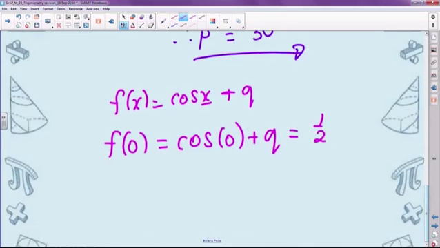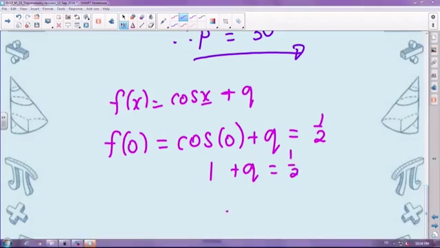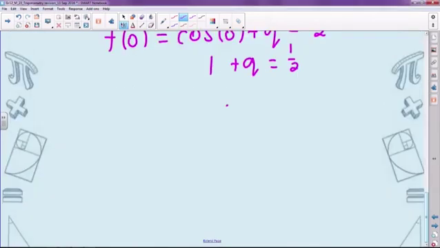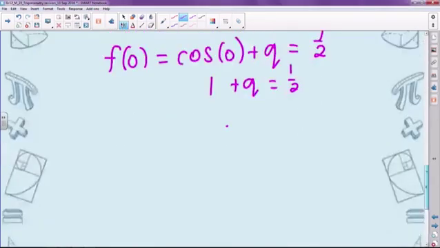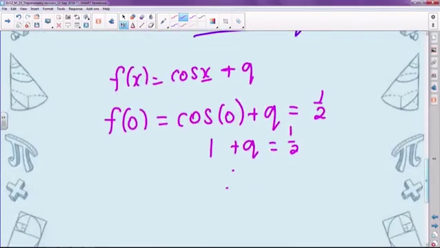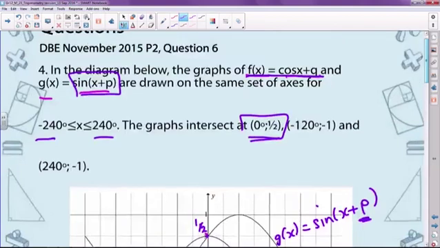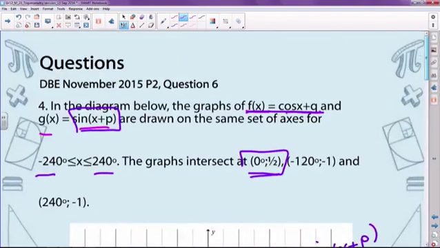And I'm simply going to solve for q. Cos of 0 degrees is 1. 1 plus q is equal to a half. So therefore, taking the 1 over to the right-hand side, you get that q is 1 minus a half, which is negative a half. All right. So those are quick algebraic methods to help you in finding the equation of a graph when you've been given points that lie on the graph.